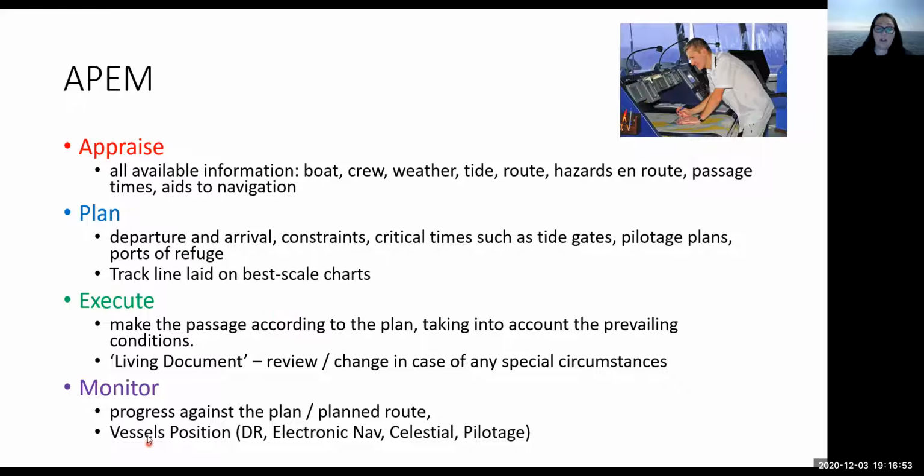So I can progress again, I can check my progress against the plan, and in doing that, I'm checking my vessel's position. So I'm checking my vessel's position using Dead Reckoning Nav. I'm looking out of the window for going past certain navigational points. I'm using my electronic nav. I can use my celestial nav if I'm going a little bit further afield, and I can check on my pilotage. And the monitor really is it going according to plan, yes or no?